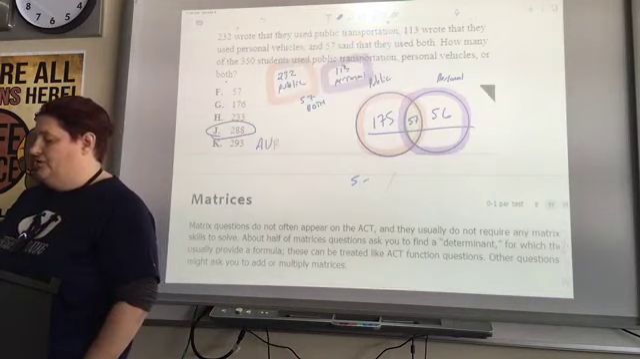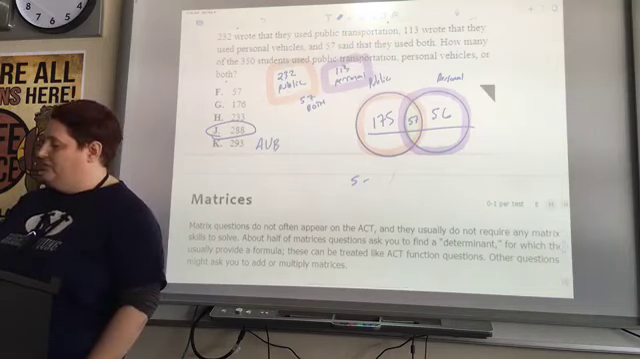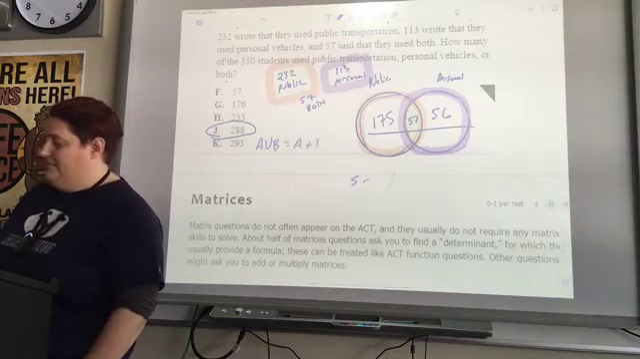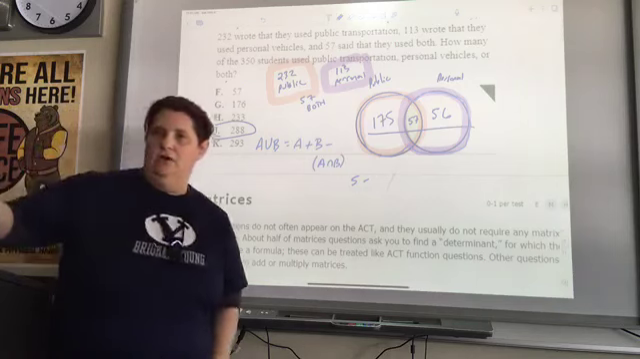A union B. We talked about this. Union is everything all together. So A union B is all of this, okay? It equals everything in A, plus everything in B, minus the overlap, because you're double counting the overlap.